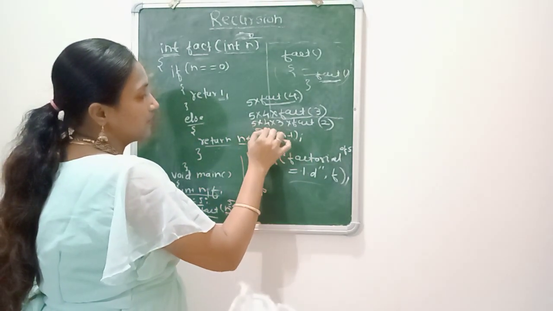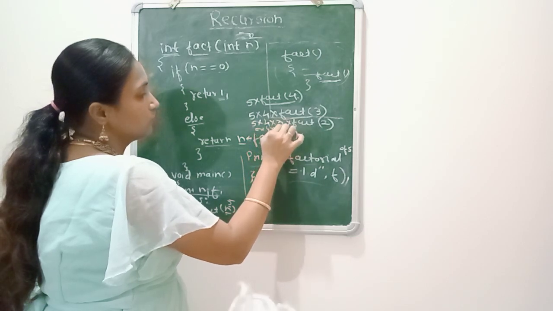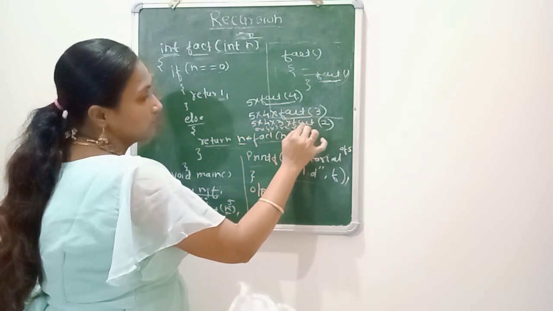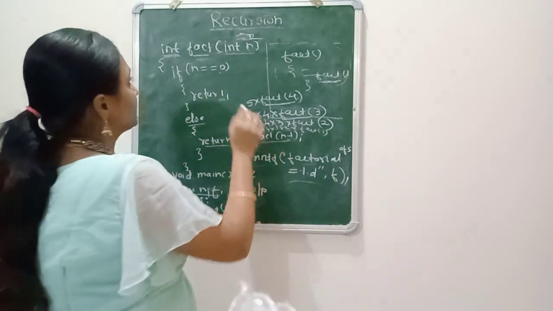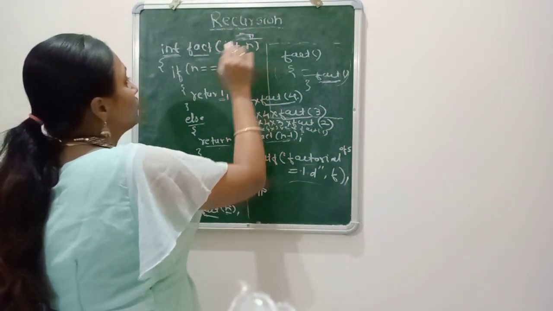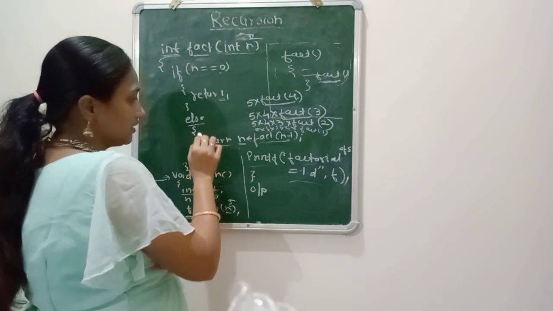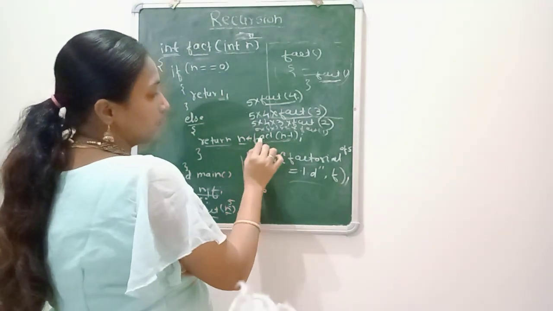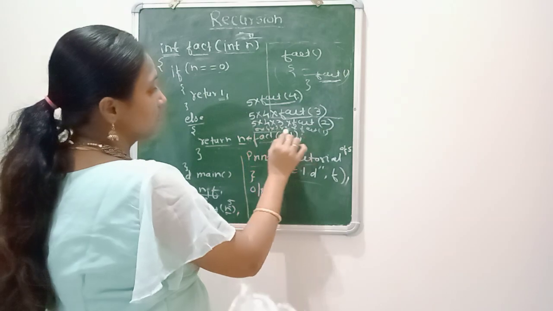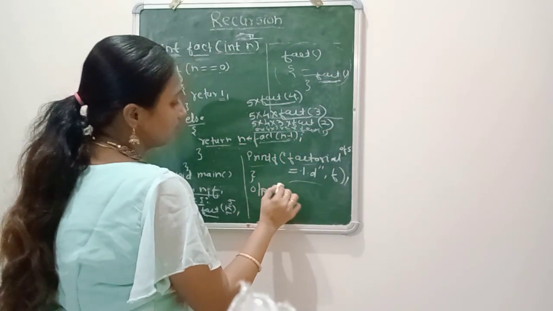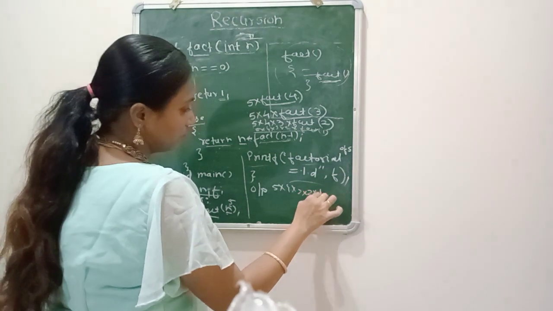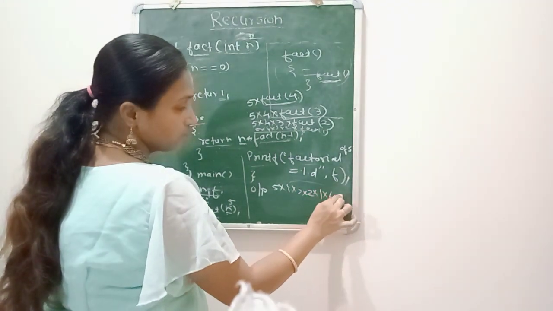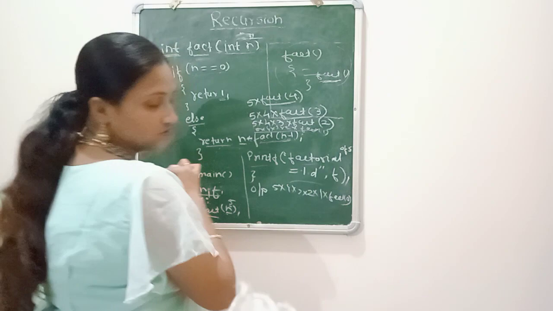So this time 5 into 4 into 3 into 2 into fact of 1. Next, the value is 1, 1 equals 0, false, else again n into fact of n minus 1. So this is already stored in stack. I'll write here 5 into 4 into 3 into 2 into 1 into fact of 0.